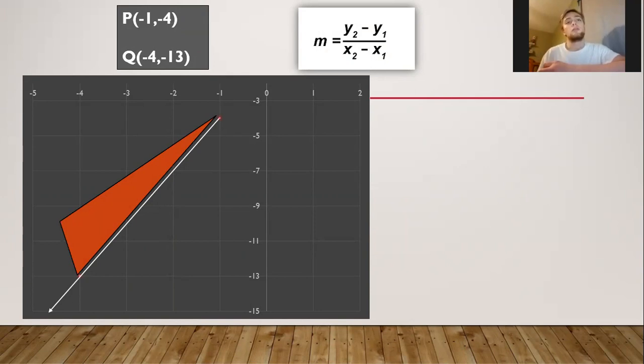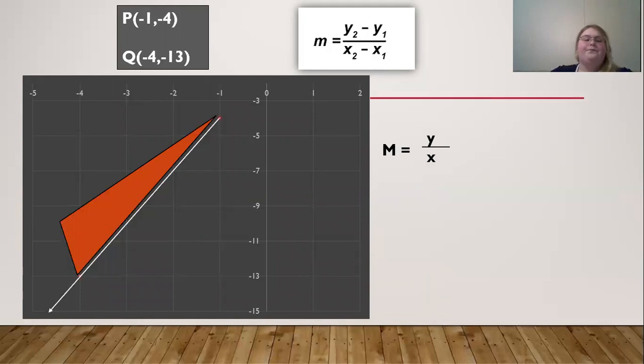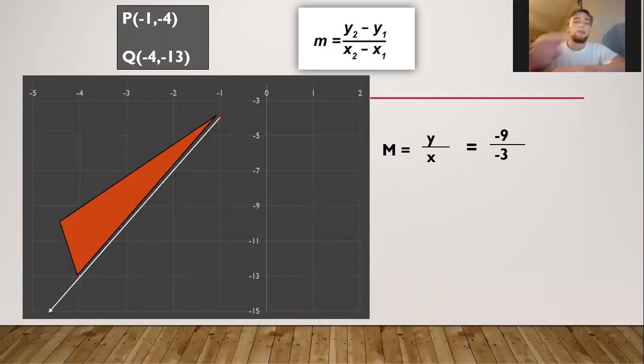negative 1. And something that you need to take note of, if there are two negative signs next to each other, they will combine to create a plus. So instead of negative 13 minus negative 1, it'll be negative 13 plus 1, just as a heads up for those who might get confused on the whole situation. But eventually, if you're doing it correctly, you will come out to negative 9 over negative 3, and then once again, you're going to divide those numbers, which will then equal positive 3. So m equals 3. 3 is your slope.